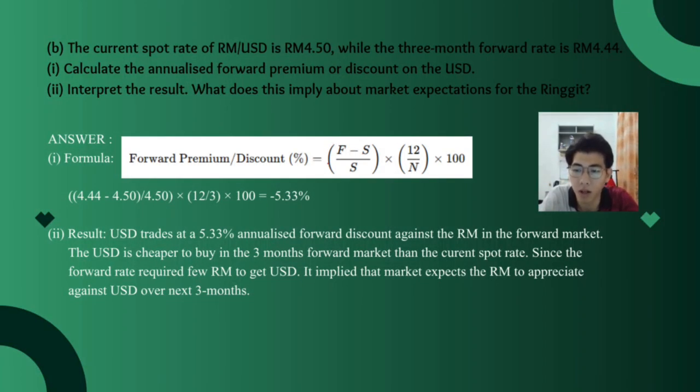One, (4.44 minus 4.5) over 4.5 times 12 over 3 times 100 equals negative 5.33%. Two, the USD trades at a 5.33% annualized forward discount against the RM in the forward market. The USD is cheaper to buy in the 3-month forward market than at the current spot rate. Since the forward rate requires fewer RM to get USD, the market expects the RM to appreciate against the USD over the next 3 months.